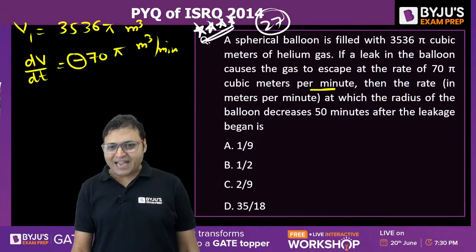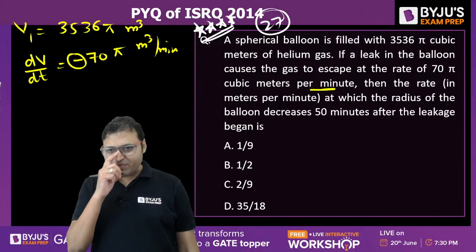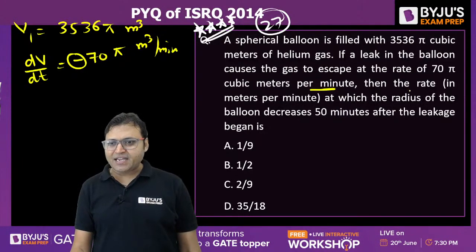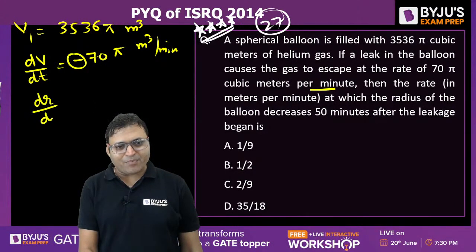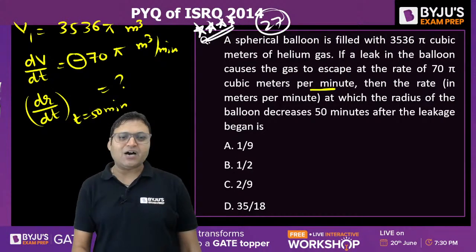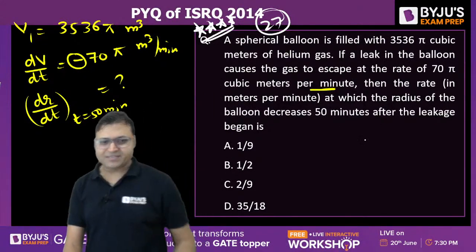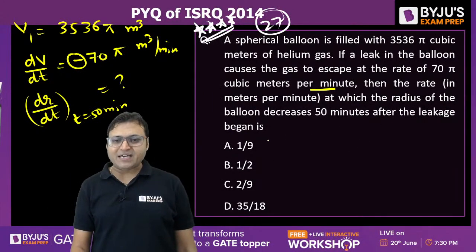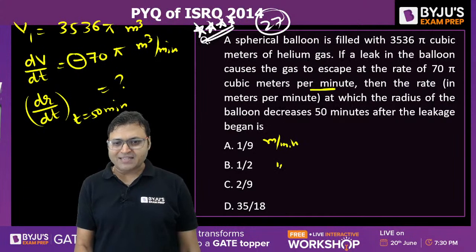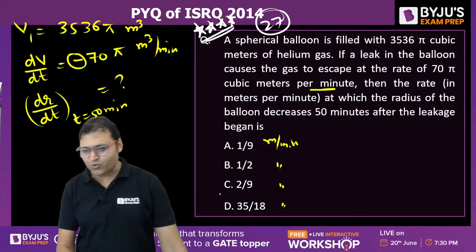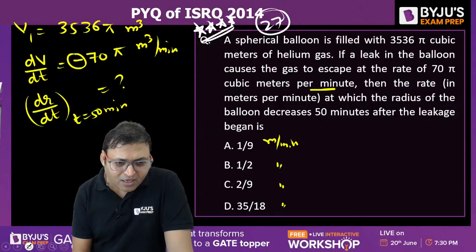That is given. And the rate in meter per minute at which the radius of the balloon decreases 50 minutes after the leakage began is, we need to find out dr by dt when t is equal to 50 minutes. That is our question. Are you getting the question? Our answers must be in meter per minute. Can you guys solve it?